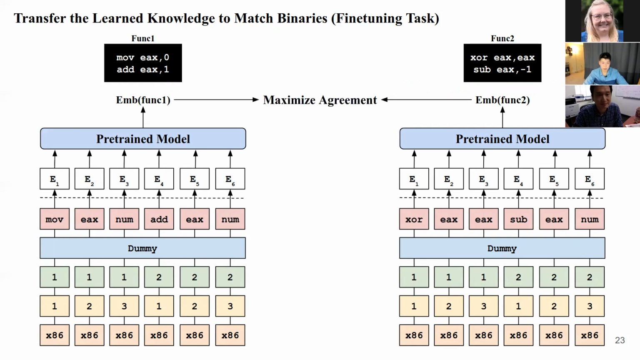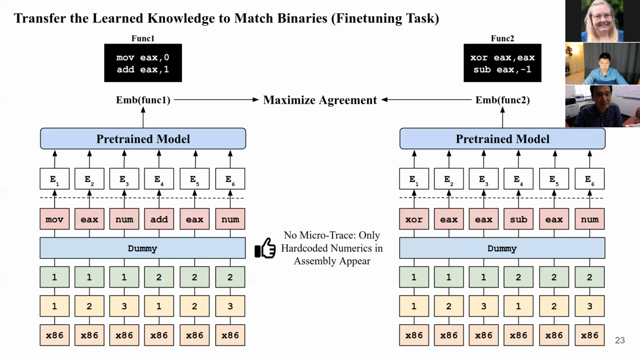And then we try to maximize the agreement between similar function code and minimize the agreement between dissimilar function embeddings. Note that we no longer micro-execute the code. We only feed the static code to the pre-trained model and ask the model to transfer its learned knowledge of the instructions to infer whether the two functions are similar or not. This makes our comparison algorithm extremely efficient.